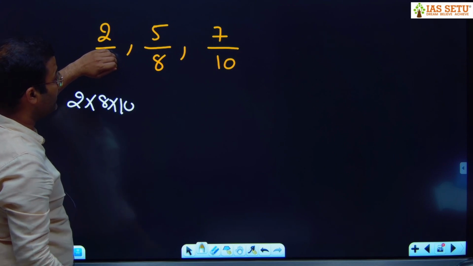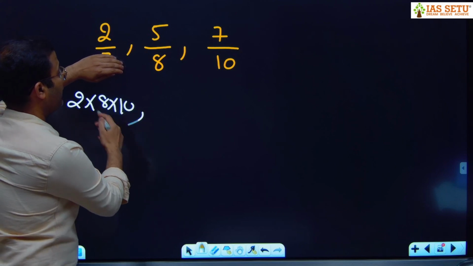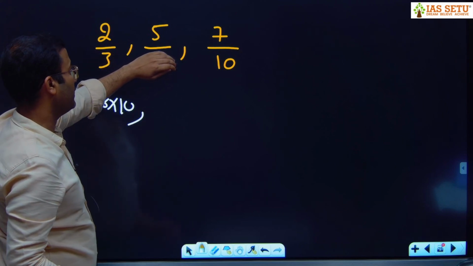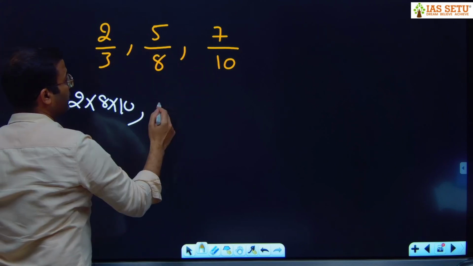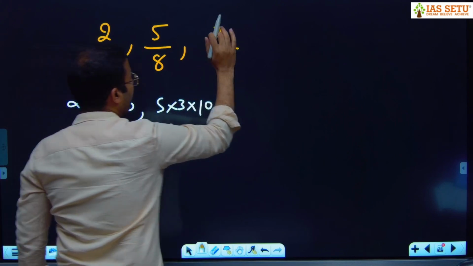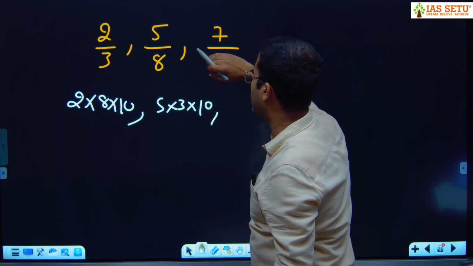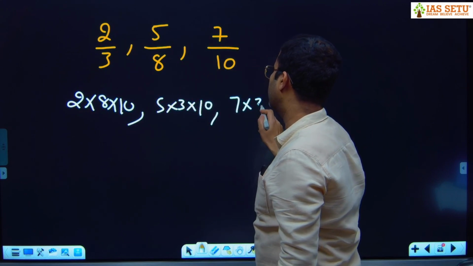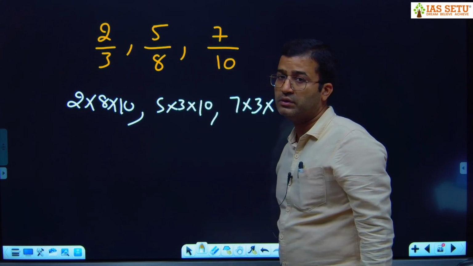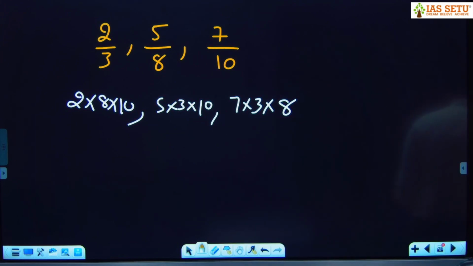2 will be multiplied with the remaining denominators. 2 multiplied with 8 and 10. Now as we hide this 8, 5 will be multiplied with 3 and 10. Here this 7, leave this denominator, multiply with all the others. 7 into 3 into 8. This is our shortcut. If we have more than 2 fractions, we can manage it.